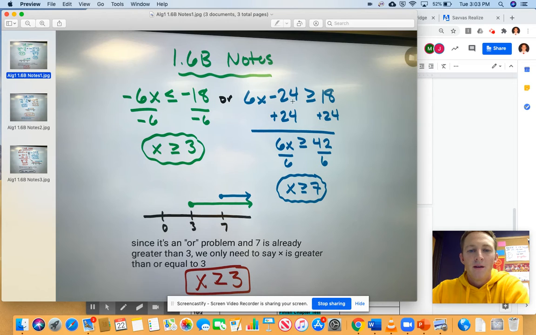Over here, reverse PEMDAS, so we have to add 24 to both sides. Then we're going to divide by 6, and x is greater than or equal to 7. So let's plot these on a number line. We always need 0. And then we need 3 and we need 7 right here.